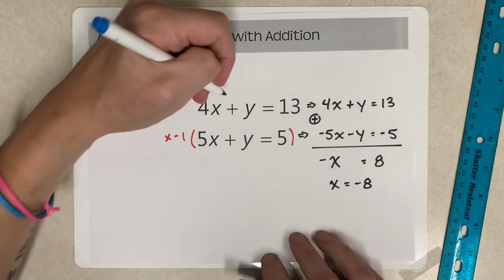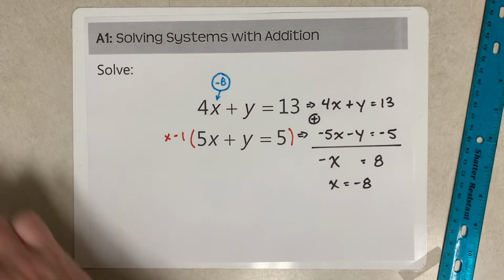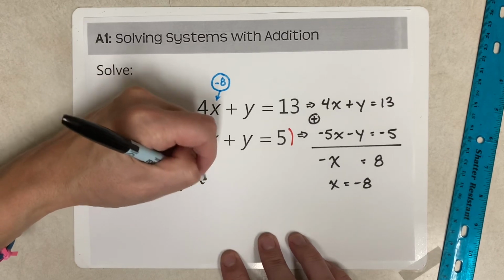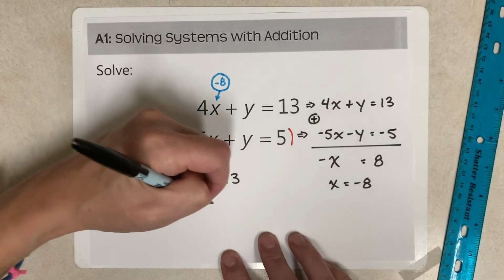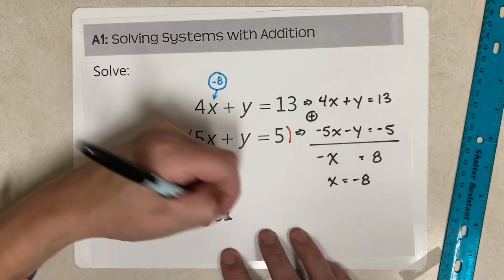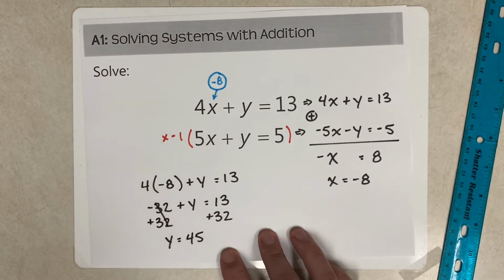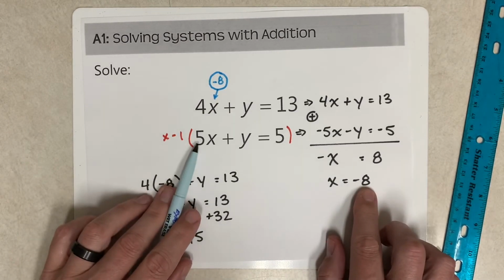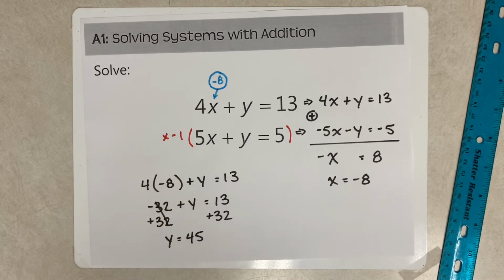Okay, so we're going to plug that -8 in right there for x and get our y value. So 4 times -8 plus y is equal to 13. That's going to be -32 plus y is equal to 13. Add 32 to both sides, and y is equal to 45, it looks like. Let's see if that makes sense. -8 times 5 is -40, plus 45 is 5. So it definitely works for the second equation.